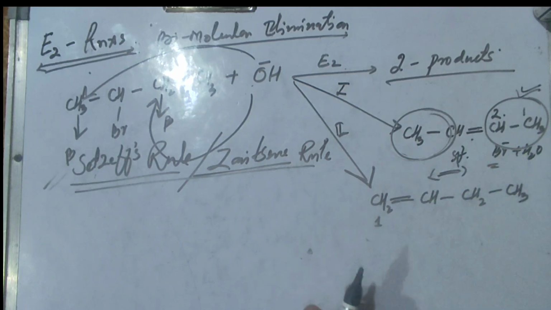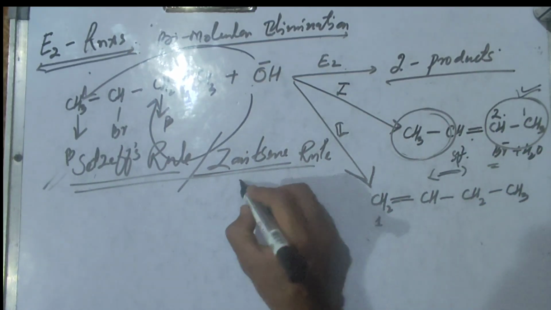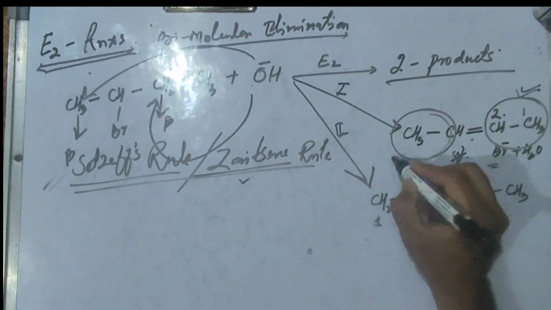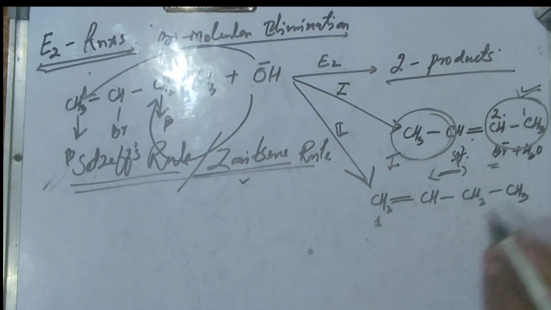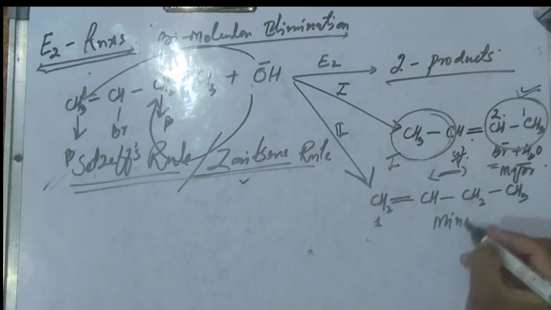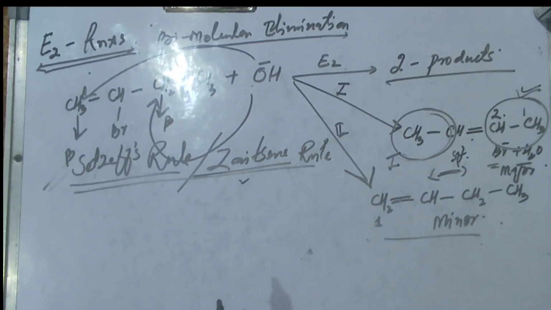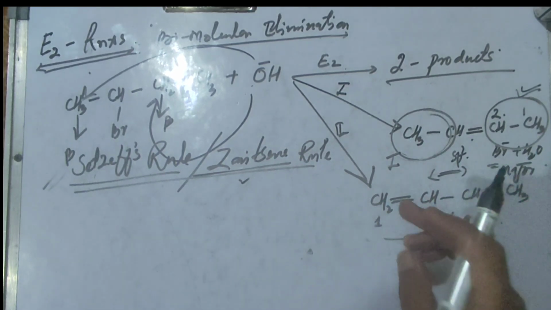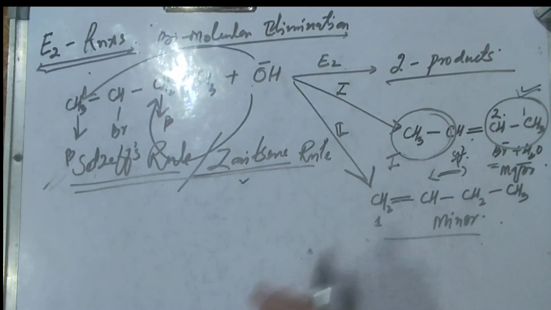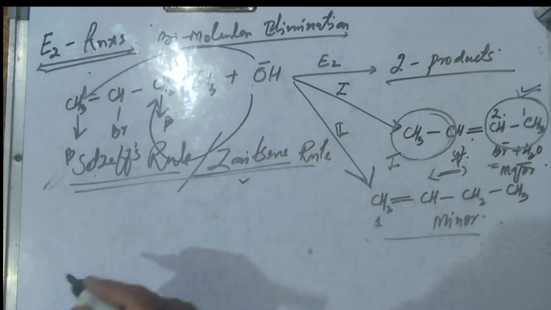So this is according to Saytzeff's rule. With the help of this rule, the product formed is this one. That is, the first will be the major product, while this one will be the minor product according to Saytzeff's rule. That means the greater the number of methyl or alkyl groups, the more stable the alkene, and the more easily it is formed. This is simply the statement of Saytzeff's rule.